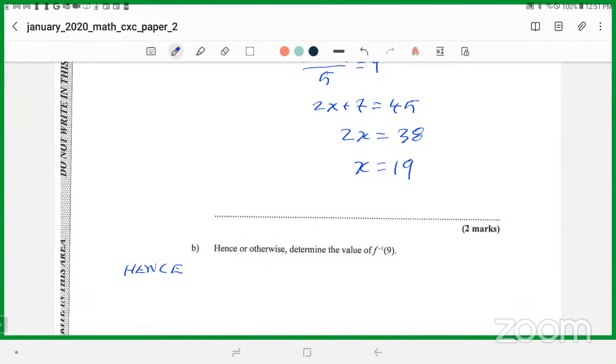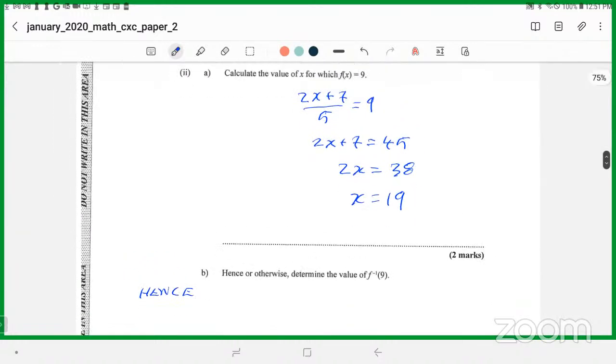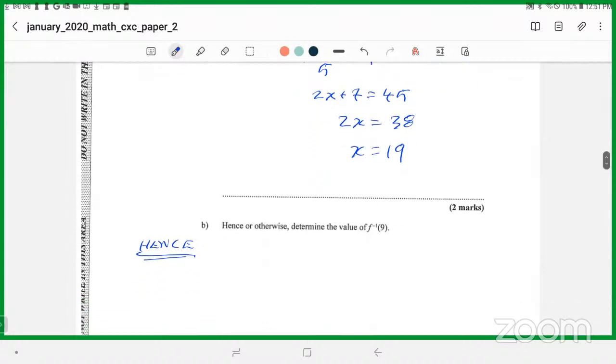Hence means that we are using what we know, which is that f of x equals 9 means that x is equal to 19, right? So it means that f of 19 is equal to 9. So the hence method, what we're using is the result from here. If f of x equals 9, then x is 19. So this means that f of 19 is equal to 9.